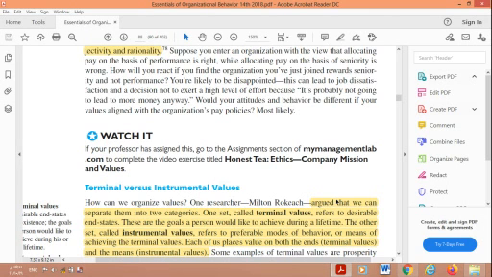So again, terminal values are long-term values that affect our behavior in the long term, and they are more important for us. They represent the goals or results that a person would like to achieve during a lifetime, while instrumental values represent a means or mechanism that we use to achieve those terminal values.